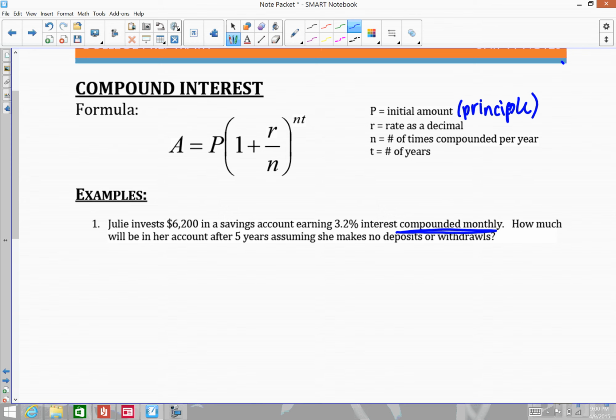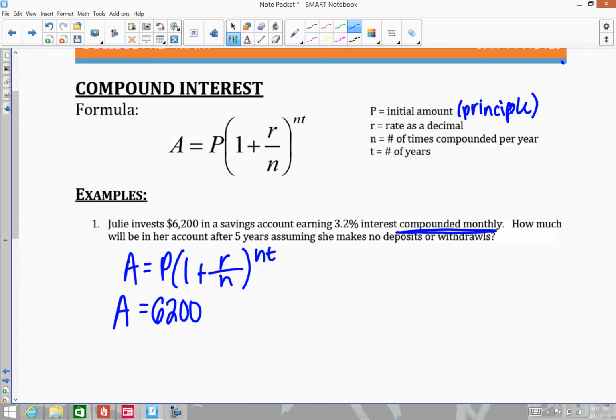So we'll start with our formula. A equals P times (1 plus r over n) to the nt. And we know that the principal, or the starting amount, is $6,200. And then the r is going to be 0.032 because we're moving the decimal 2 places to the left. n is going to be compounded monthly. So the number of times compounded per year is going to be 12 if you do it every month.